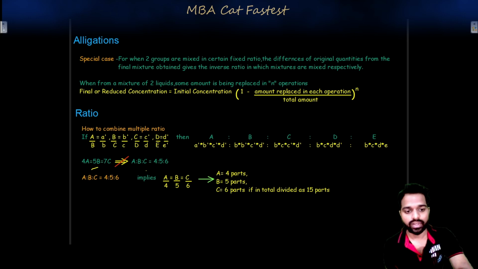Common mistakes we generally tend to make in the examination. What this actually means is that out of 15 parts in total, A is 4 parts, B is 5 parts, and C has 6 parts. And not 4A is equal to 5B or 6C.